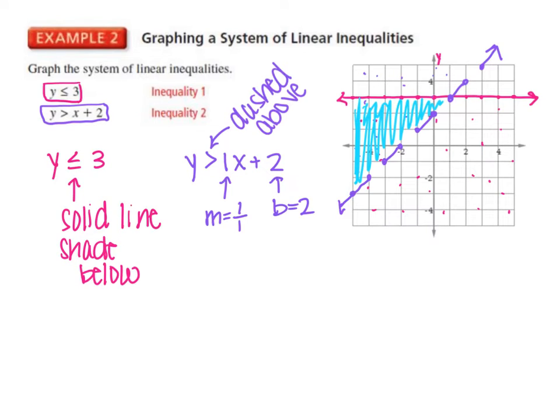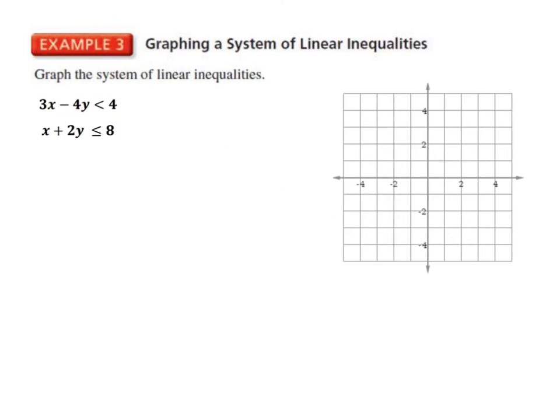Let's take a look at one more example together. Taking a look at this example, the first thing that we should notice is that my equations aren't in that graphing form. Right? So I want to get y by itself in each of those equations so that I can graph them. So if I go ahead and look at graphing the first inequality, 3x minus 4y is less than 4, I'm going to start by getting y by itself, which means I subtract 3x from both sides.